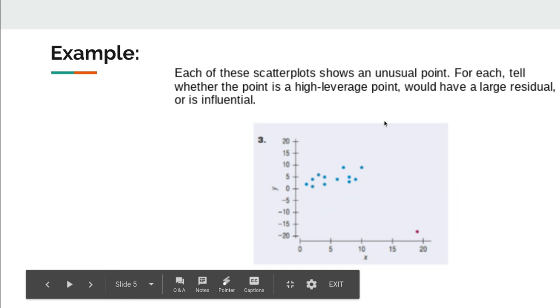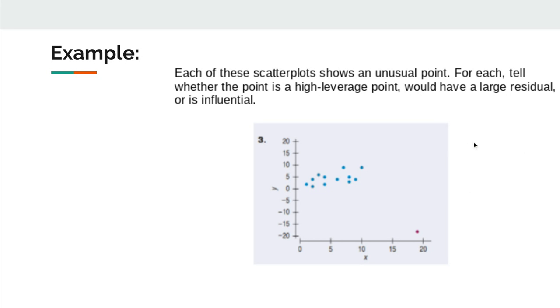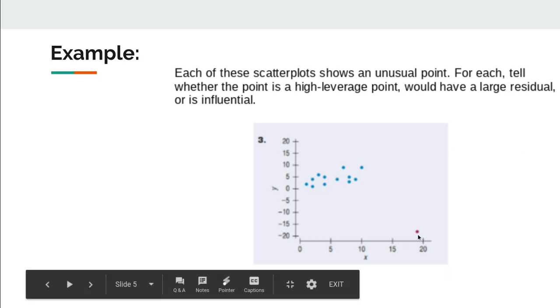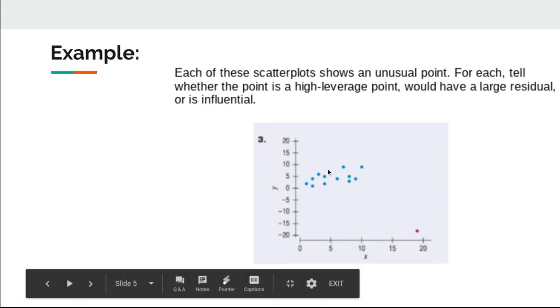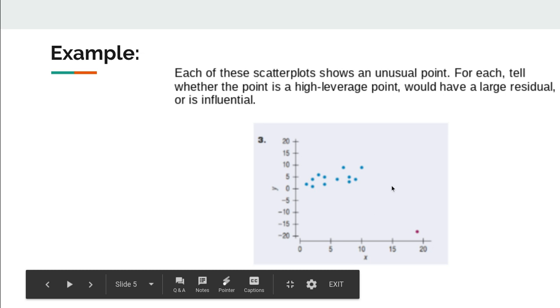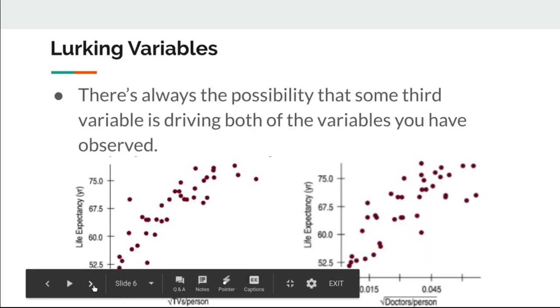And then here again, another one. This point is very far away, so it does have high leverage. It also would have a large residual because the line is probably going this way right now if we weren't to have the point. And it is influential because when we add the point, the line would probably start to come down this way. So it has all three: high leverage, a large residual, and it is influential.